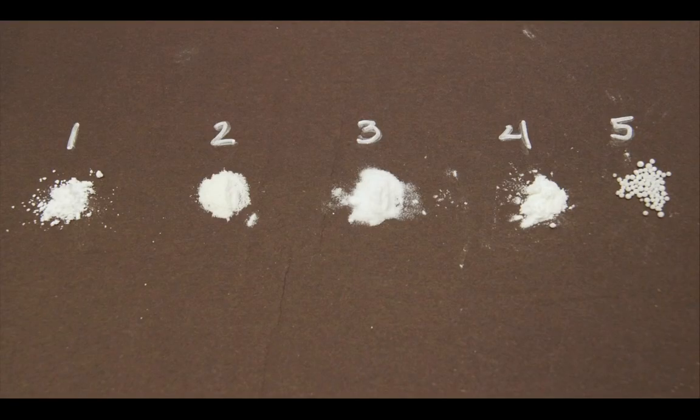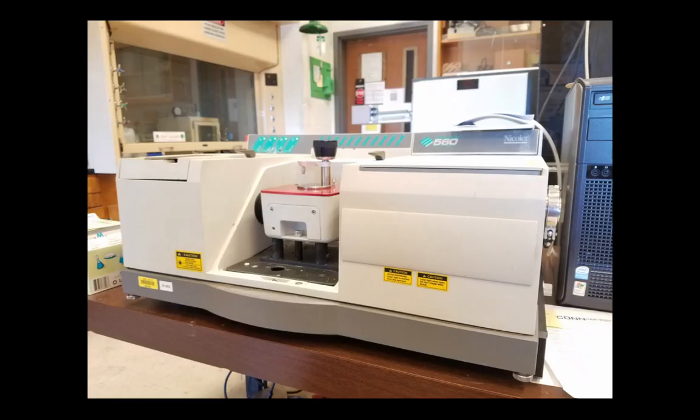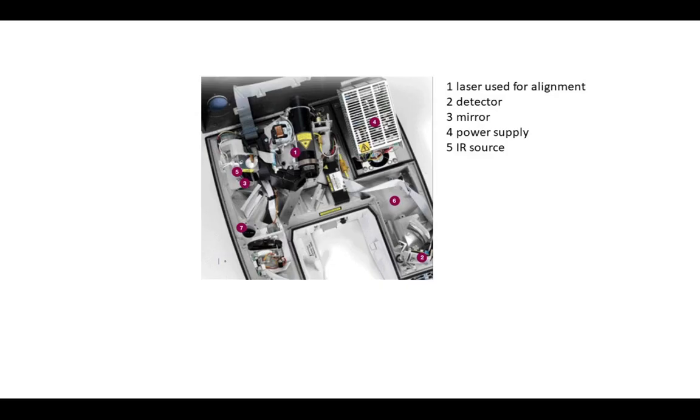So here are the five white powders on a black background. Hopefully you all got a sheet of paper to write down your guesses, like the one shown here. And so this is the infrared spectrometer. Not as exciting as an XRF phaser gun, maybe, but still a very useful instrument.